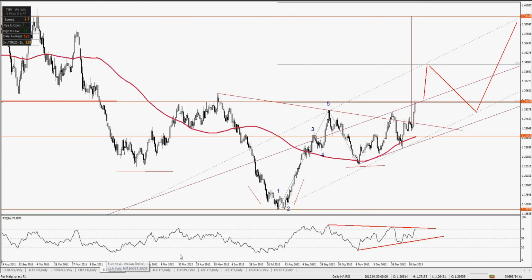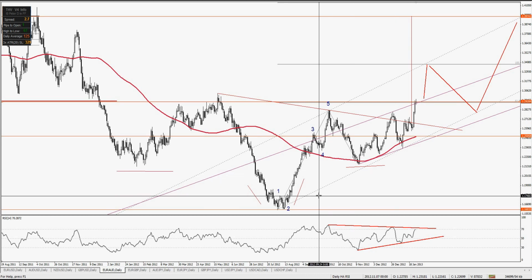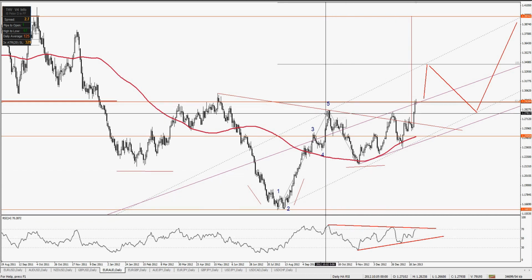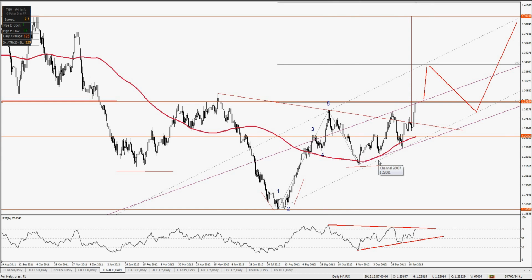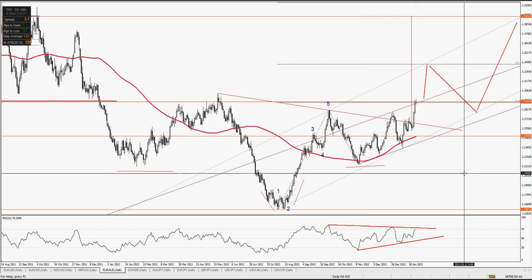Euro Aussie. Again with the divergence here, it's kind of concerning with this. This has got another head and shoulders here, just like the euro dollar. With the left shoulder, head, right shoulder, neckline, target 39.74.